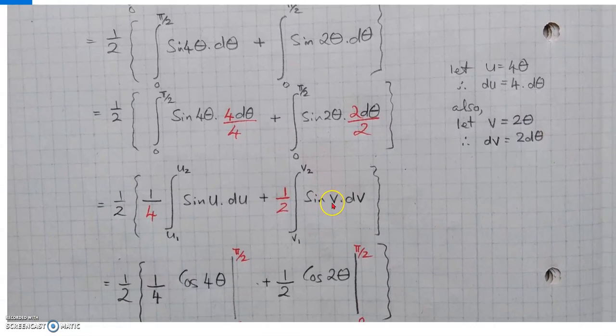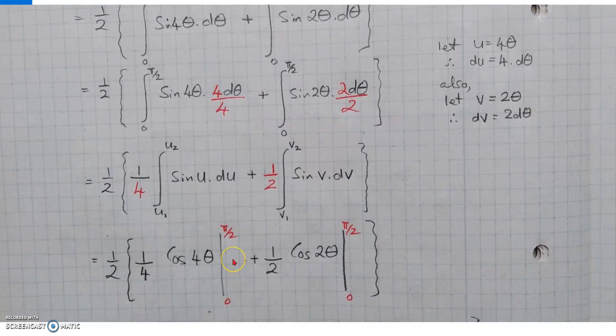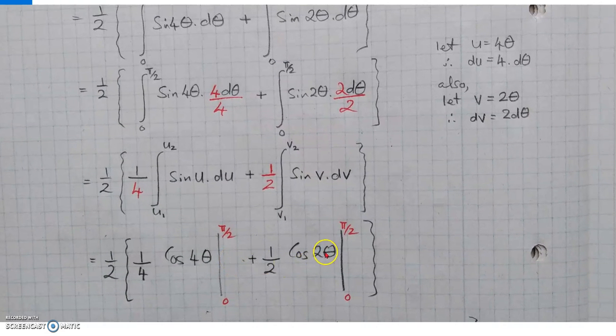Okay, now I haven't written cos u and cos v because I've put it back into the theta form. It's cos u and the u is 4 theta, so I've written 4 theta. And again, instead of the v, I've written cos 2 theta, which is cos v, when you integrate sine v.